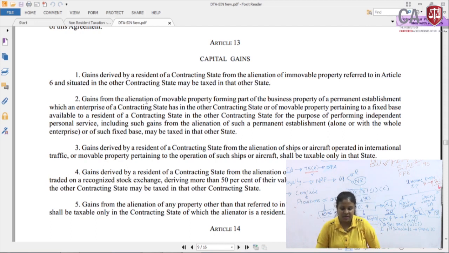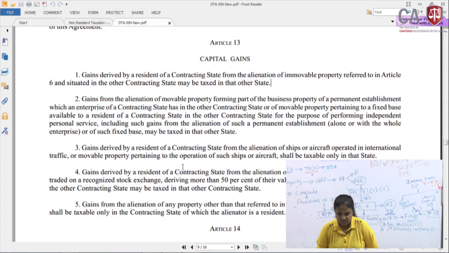Second para: gains from the alienation of immovable property forming part of the business property of the permanent establishment which an enterprise of a contracting state has in the other contracting state, or of movable property pertaining to a fixed base available to a resident of the contracting state in the other contracting state for the purpose of performing independent personal services, including such gains from the alienation of such PE or of such fixed base, may be taxed in that other state. Now, if it is attached to the permanent establishment, then in that manner too it should be taxed in the other contracting state.